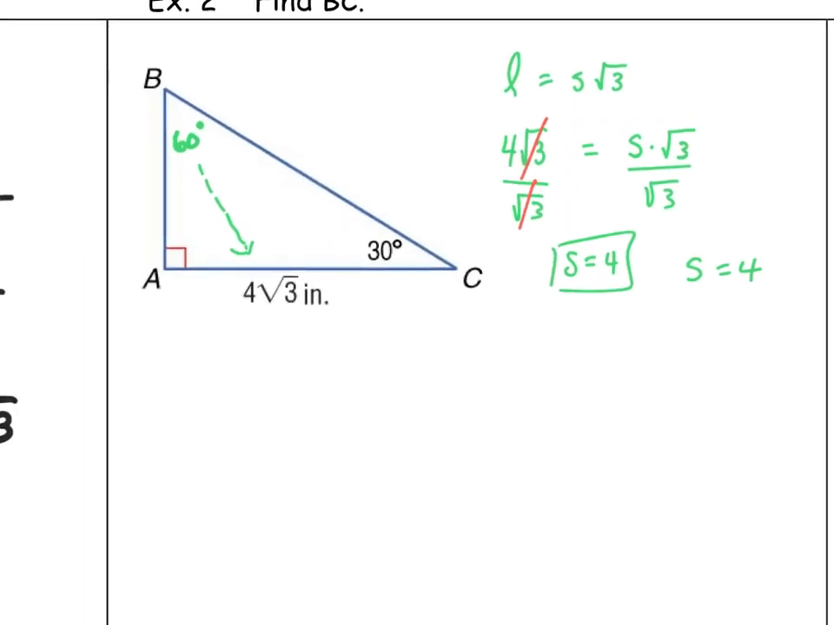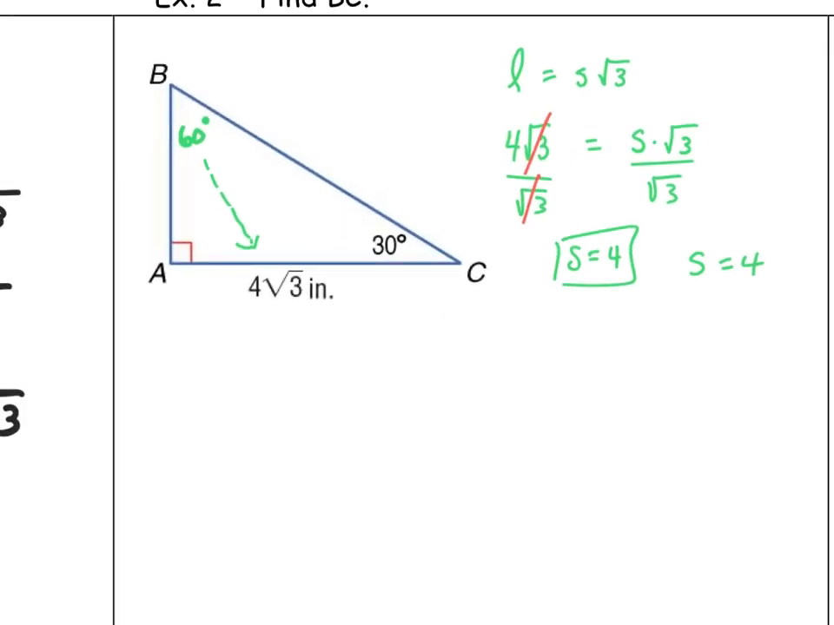So now I'm asked to find the length of BC. So that is the hypotenuse. So the hypotenuse is equal to 2 times the length of the short leg. So in this situation, the hypotenuse is equal to 2 times 4. And that means that the hypotenuse is 8, or BC length is 8.